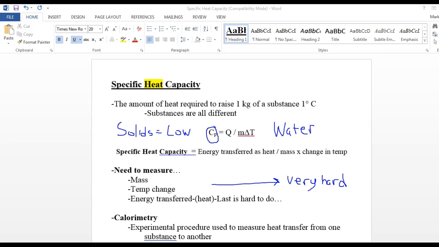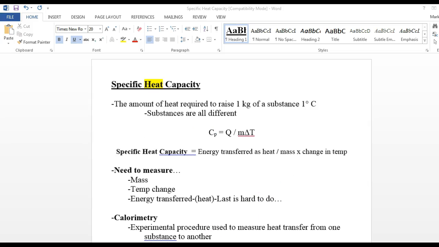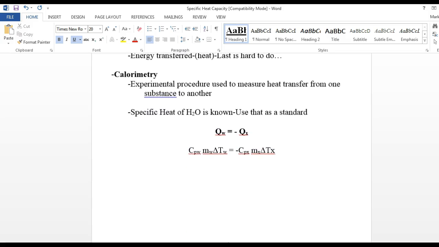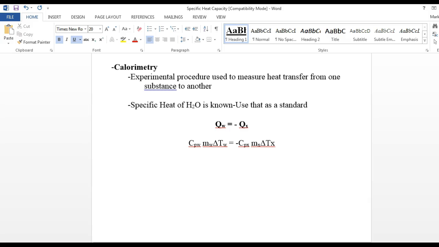Okay, so I'm going to erase this. And then we have calorimetry, which is something we're going to be using in the next couple days. I'm going to move this up. This is an experimental procedure used to determine transfer of energy from one substance to another. And we use water with this.